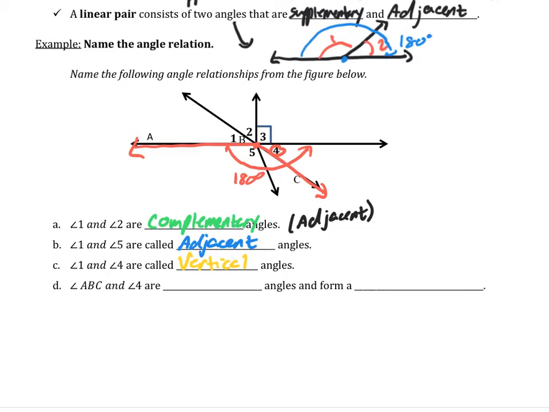But there's something more, right? Because these two angles are adjacent. They share this side, BC, ray BC. So if they're adjacent and supplementary, then we call them a linear pair. So they are supplementary and adjacent, so we call them a linear pair. And this is the name that's important, the linear pair. That's what we want to know.